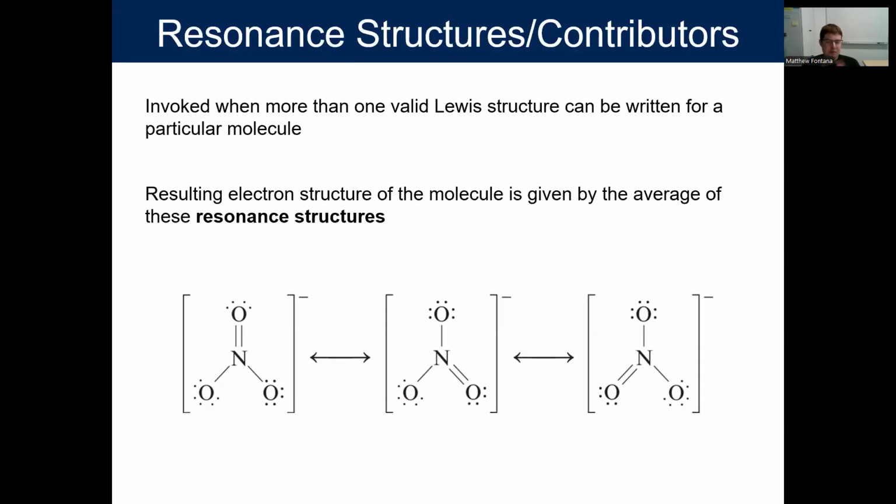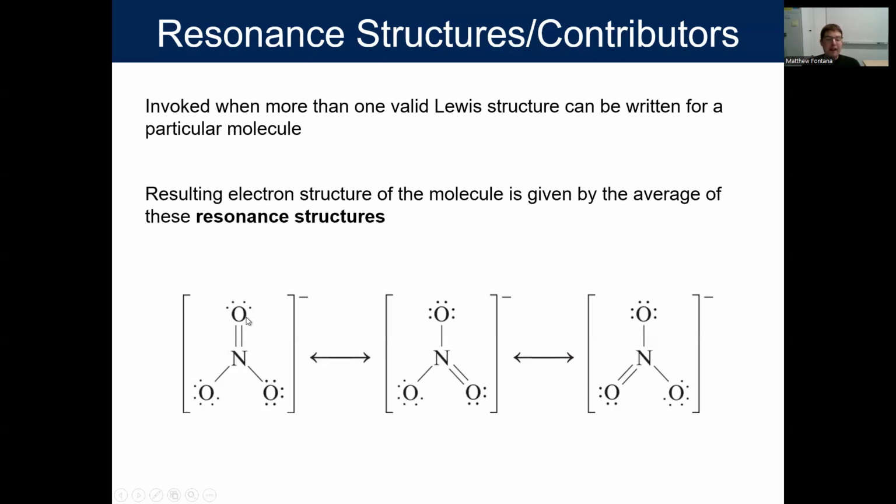Resonance structures or resonance contributors are important, and especially if you take organic chemistry, they're very important for that class. You'll get lots of practice and get really good at it in that class. So here I want to introduce to you what it is, what it looks like, and talk about it a little bit. So essentially, a resonance structure or contributor is invoked when more than one valid Lewis structure can be written for a particular molecule. And so what you get is that the resulting electron structure of the molecule is given by the average of these resonance structures.